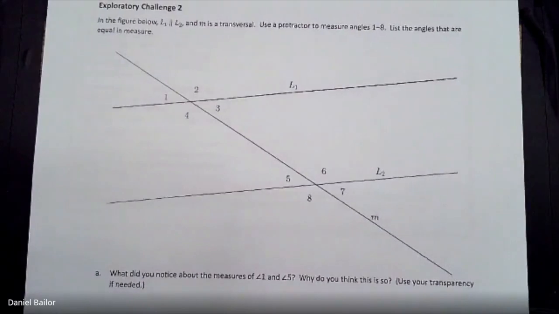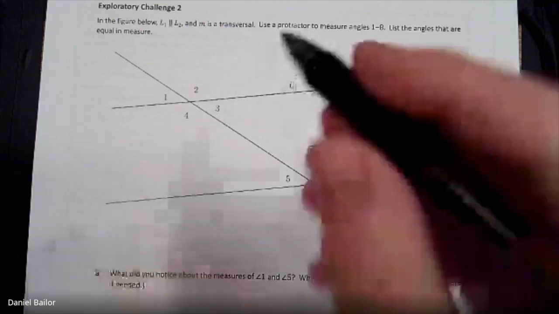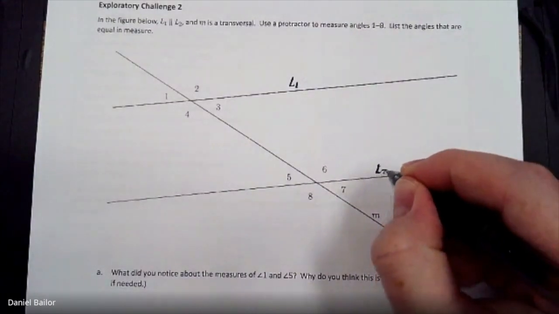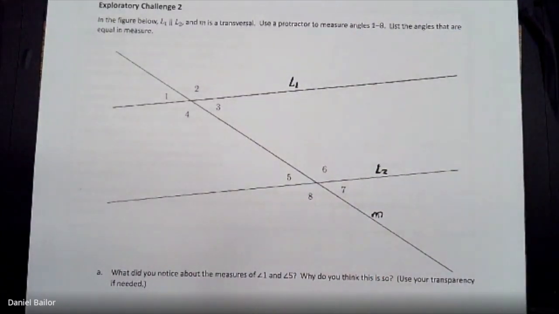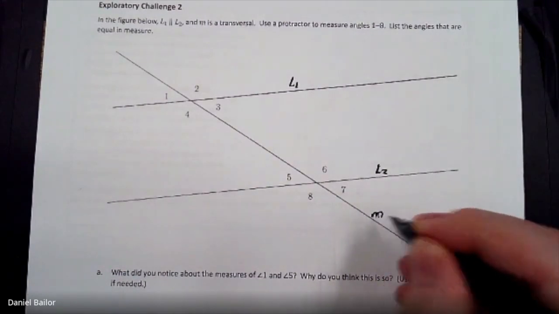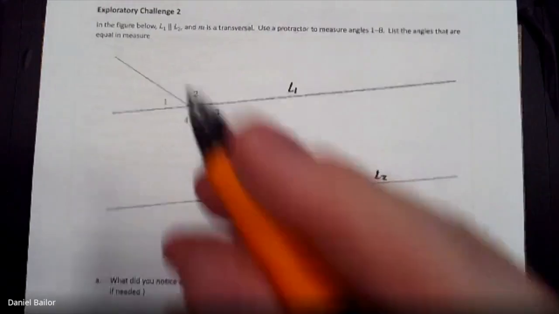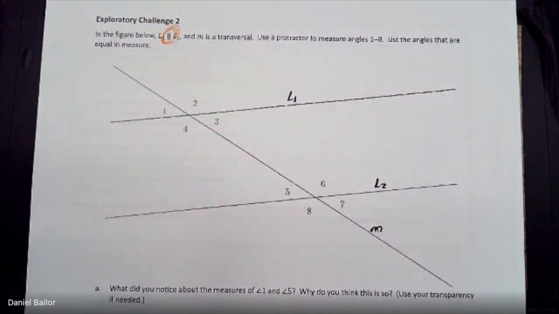This time, there's a big difference between what we saw on the last page. We still have line L1. We still have line L2. We still have the M transversal that crosses both of them. But this time, the difference, and you might think it is a small difference, but it's actually kind of an important difference. This time, they are parallel. L1 and L2 are parallel.